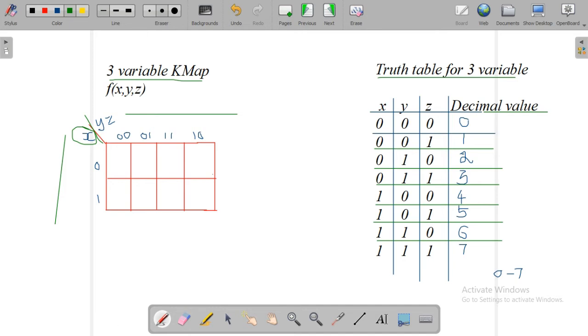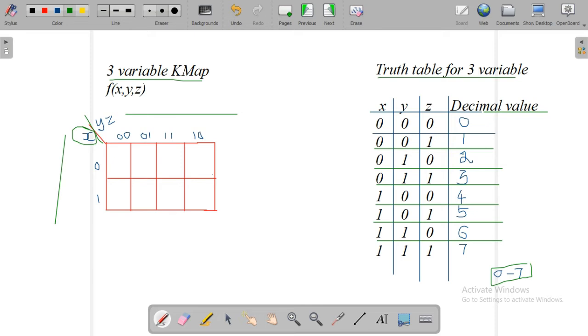So 3 variables means we will get 8 values, 8 rows. It starts from 0 to 7, that's why we have 0 to 7 values. That is the 8 rows. These decimal values are designated in each cell's right side corner, as per the binary values. As per the binary value we have to write it.